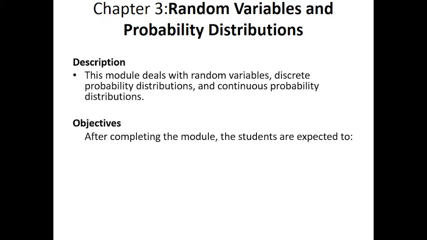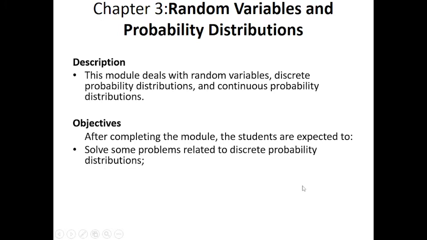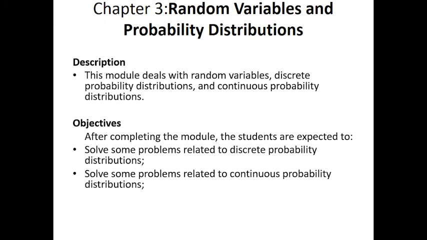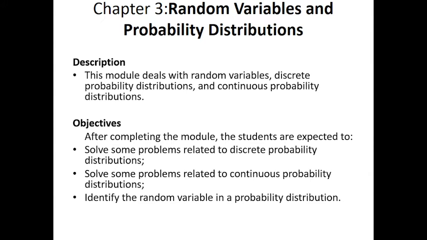So the objectives of this chapter or this module is for you students to solve some problems related to discrete probability distributions, and also solve some problems related to continuous probability distributions, and then identify the random variable in a probability distribution.